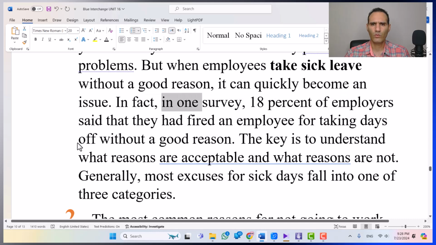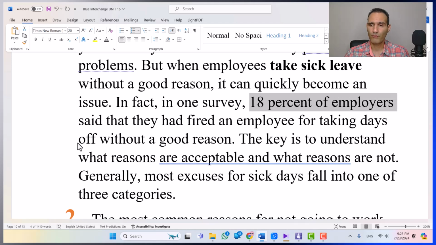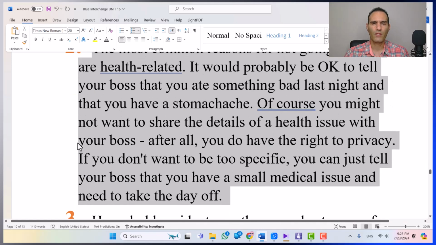In fact, in one survey, 18% of employers, bosses, said that they had fired an employee for taking days off without a good reason. The key is to understand what reasons are acceptable and what reasons are not. Generally, most excuses for sick days fall into one of three categories. So, generally, most excuses fall into one of these three categories.